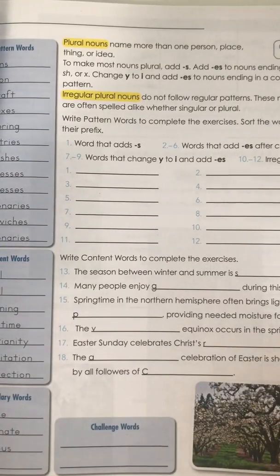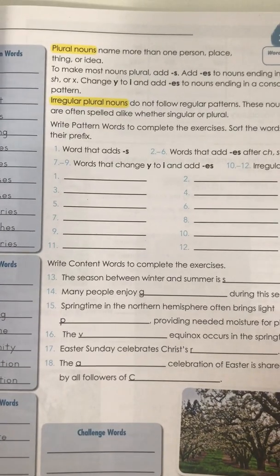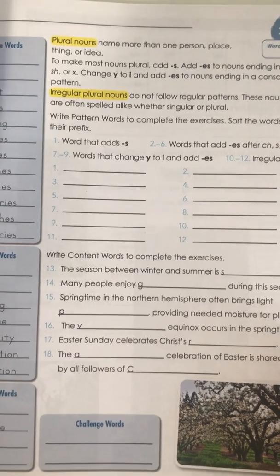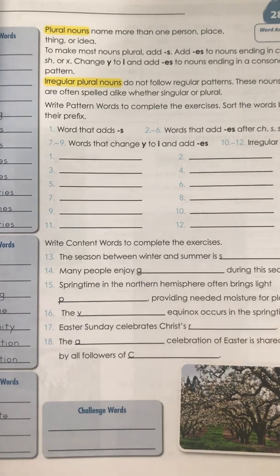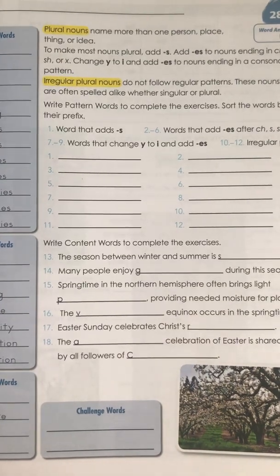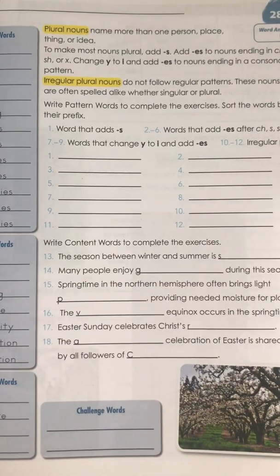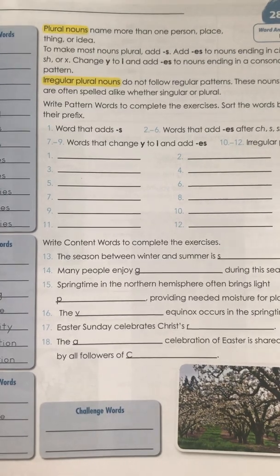So here for Tuesday's spelling assignment, we are looking at plural nouns and irregular plural nouns. And this exercise is going to be pretty easy. It says plural nouns name more than one person, place, thing, or idea. We know that. Irregular plural nouns do not follow regular patterns, meaning the plural doesn't have an S or ES as usual.